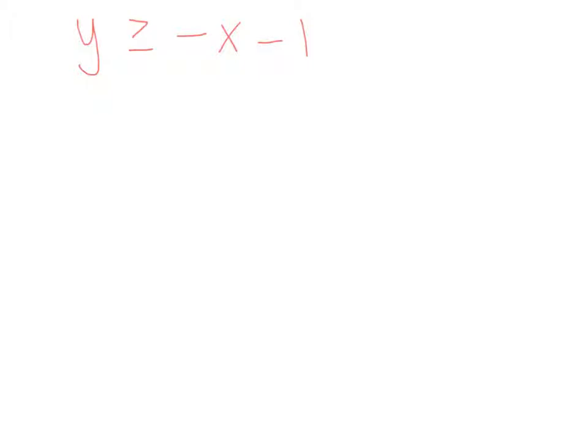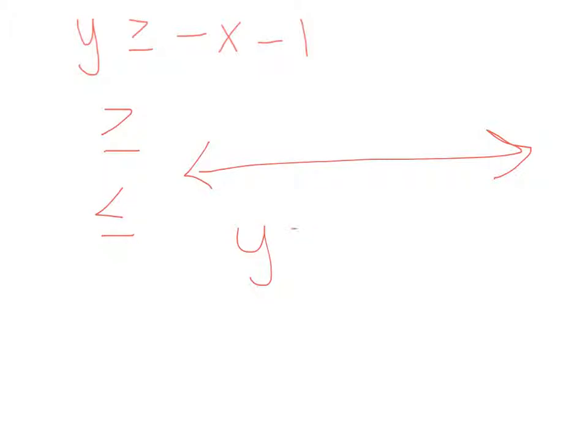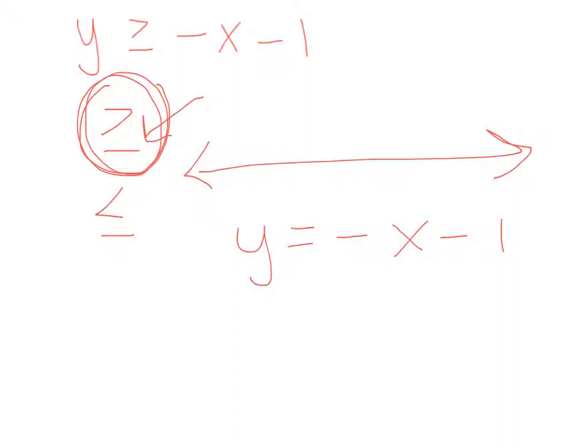So the first thing that we need to remember is that if we have greater than or equal to or less than or equal to, we will draw a solid line just as if we are graphing y equals negative x minus 1. Since this is greater than or equal to, and it does have the little equal to line, we're going to graph a solid line. Alright, so let's just graph this as normal.